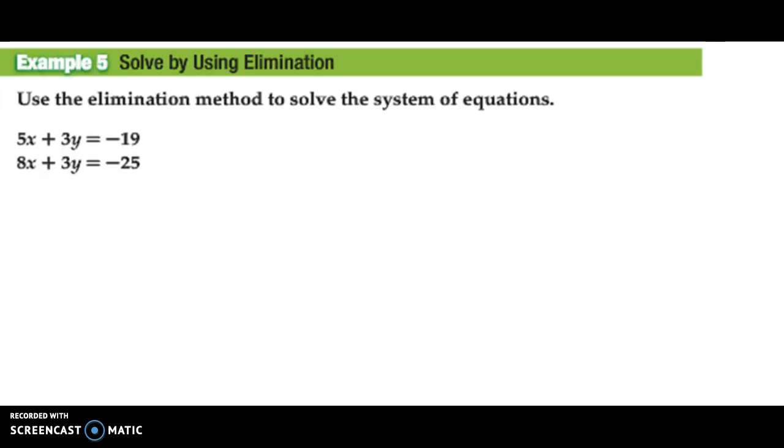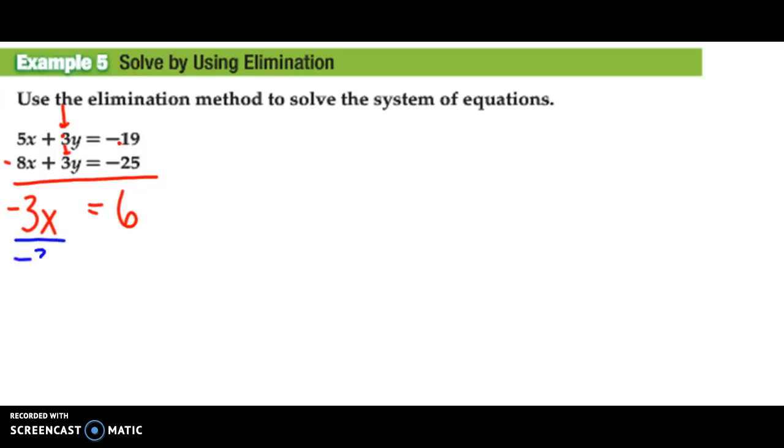If I look at this one right here, 5x plus 3y equals negative 19, and 8x plus 3y equals negative 25, I can either add or subtract down to get rid of one of the variables. You'll notice that both of them have a positive 3y. So I'm going to subtract down, like we used to do in elementary school. So 5x minus 8x is negative 3x. 3y minus 3y goes away. And negative 19 minus a negative 25 ends up being 6, because negative 19 minus a negative is like adding. Negative 19 plus 25 is 6.